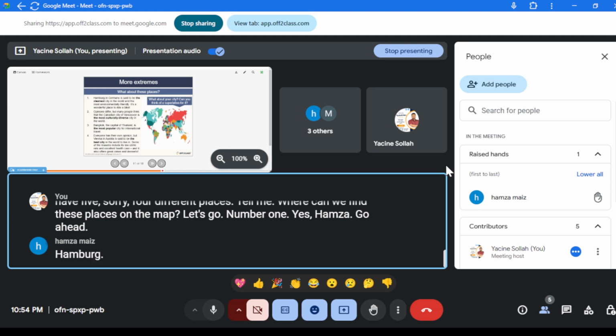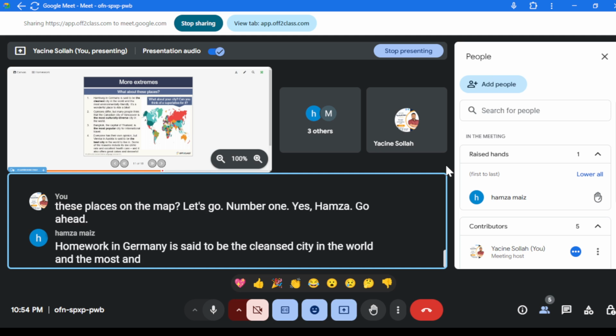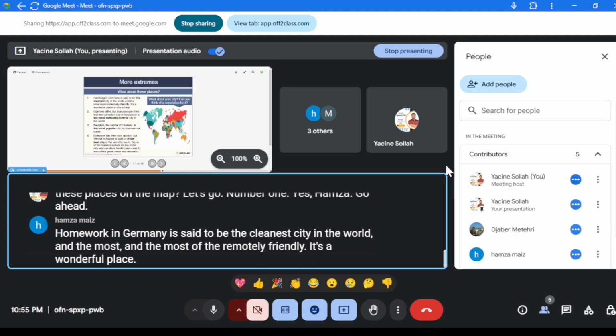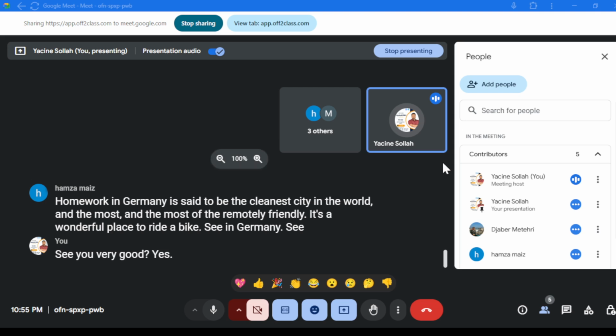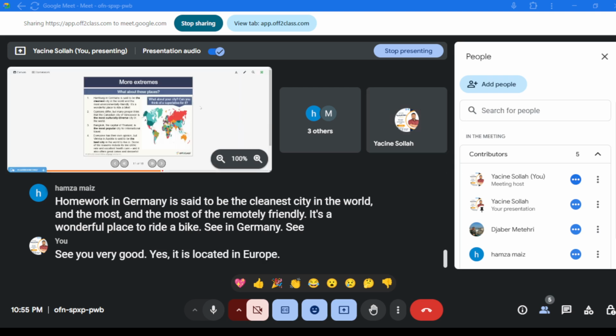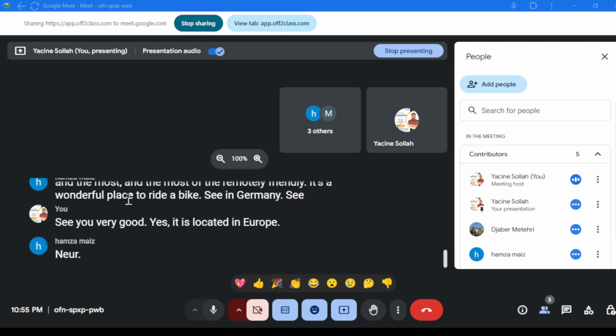Hamburg in Germany is said to be the cleanest city in the world and the most environmentally friendly. It's a wonderful place to ride a bike. C, in Germany? C, very good, yes. It is located in Europe. In Europe, yes. Well, we have two answers. We have B and C.